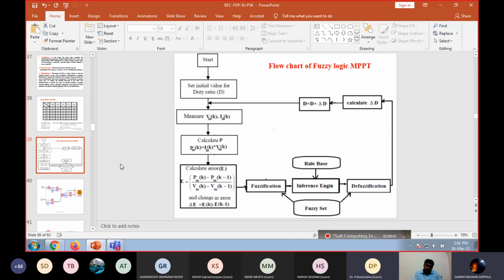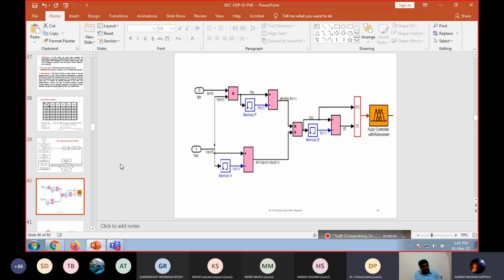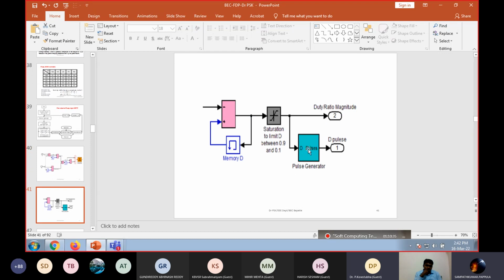Now if you go to the simulation, I will show you the simulation block using the fuzzy system. Read the values of the voltage and current from the PV panel and calculate the power. After that, calculate the change in the power and the change in the voltage, same as in the PO and INC methods. Calculate dP and dV and divide dP by dV to obtain the error E(t), and compare to find the change in the error value, that is delta E. By using this fuzzy logic, finally we generate the pulses which are given to your buck converter. Depending on the pulses, the buck converter is operated. Finally you'll get some pulses.